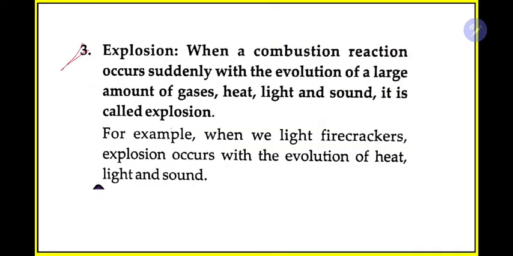And the last is explosion. When a combustion reaction occurs suddenly with the evolution of a large amount of gas, heat, light and sound, it is called explosion. So in explosion, some different angles are added. In this process, what is happening? If a combustible substance's combustion process suddenly occurs, and in this process a certain amount of heat, light, along with sound and gases are also released in large amount, it is known as explosion. For example, when a firecracker is lit, explosion occurs with evolution of heat, light and sound.